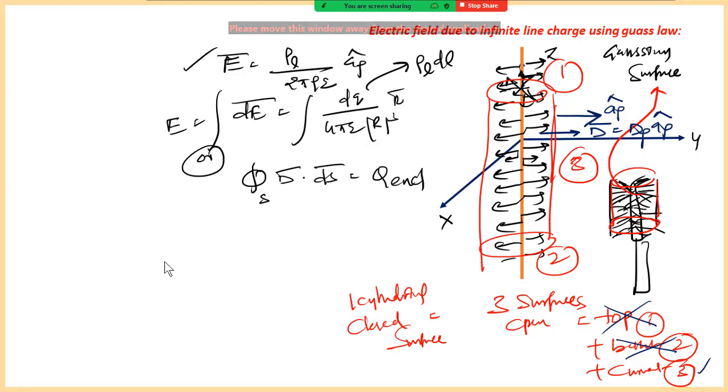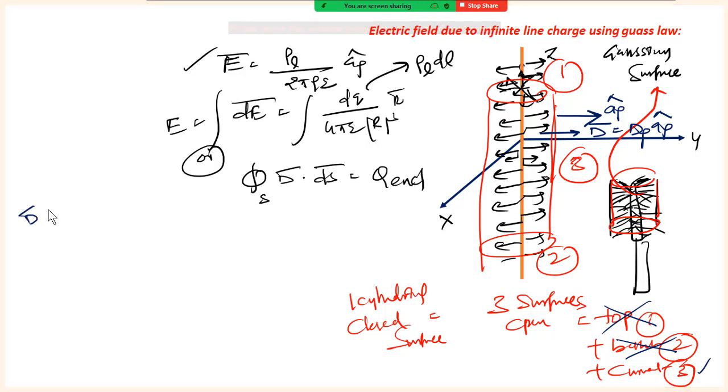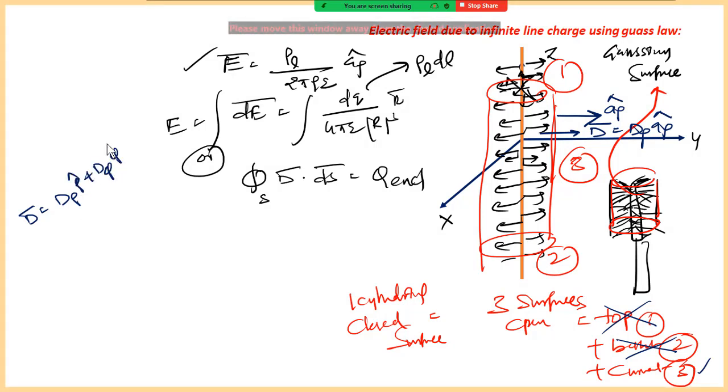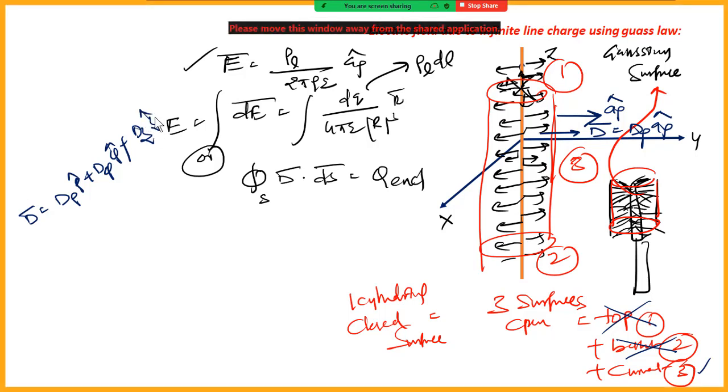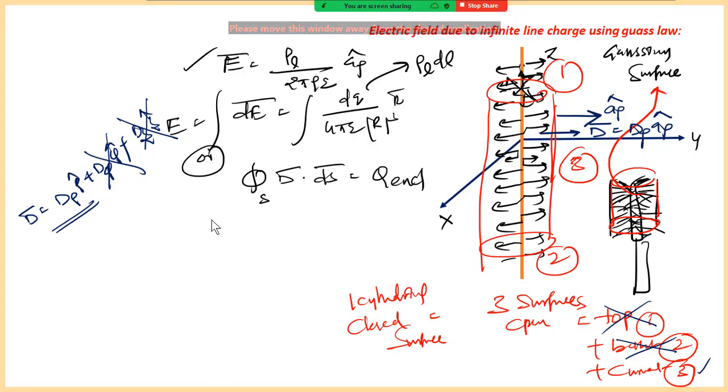Generally, since we are working in a cylindrical coordinate system, D bar is given by D_rho a_rho cap plus D_phi a_phi cap plus D_z a_z cap. But as we have taken the cylindrical surface and because of the line charge distribution, electric flux distribution, we don't have a phi component, we don't have a Z component. We have only the rho component. So D bar is equal to D_rho a_rho cap, like that we have to take. So D bar is ready with us.